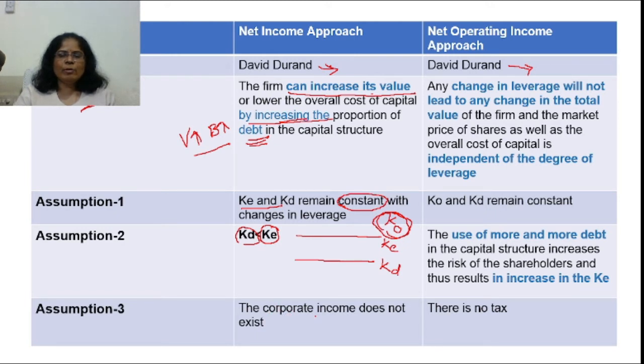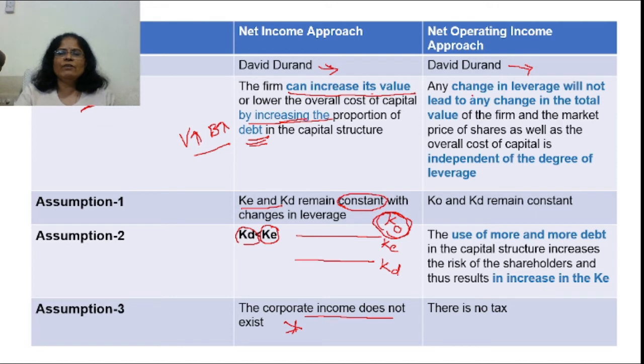What is the net income approach? The corporate income does not exist. There is no corporate income at all. Only those incomes, what net income of the company is going to be considered. Right? Now let us see the net operating income approach.